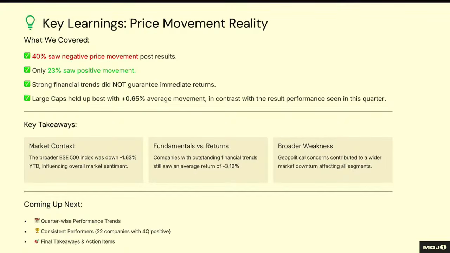Large caps are holding best, depending on the conservativeness in the market. So at a 0.65% average movement, it is in contrast with the result performance. The result performance is lower at 23% positive, but large cap is still holding the fort. A key takeaway is market context.